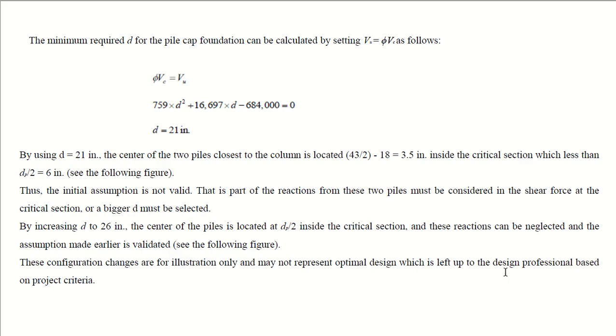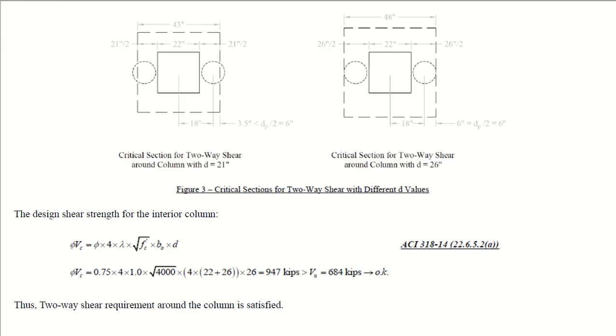Okay, it is up to the design professional based on project criteria whether he is going with this increase in depth or he is going to make another assumption. So this was the first point when D was 21 inches, and this is the second one when D is 26 inches. Okay, so when D is 21 inches, the critical perimeter is 43 inches.